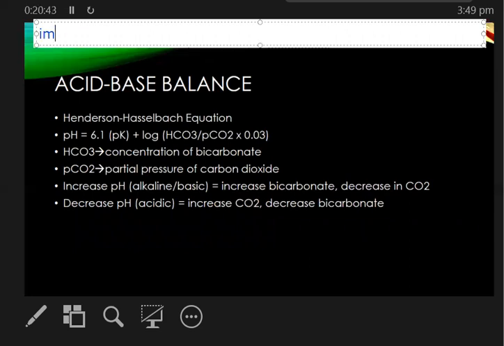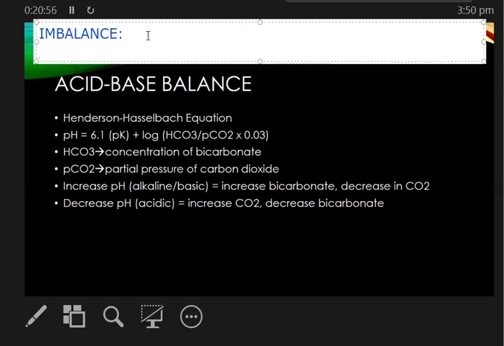Alright, class. So when there is an imbalance, in most instances, there is an affected organ. Take note that the affected organ cannot compensate for itself. Let us give an example.